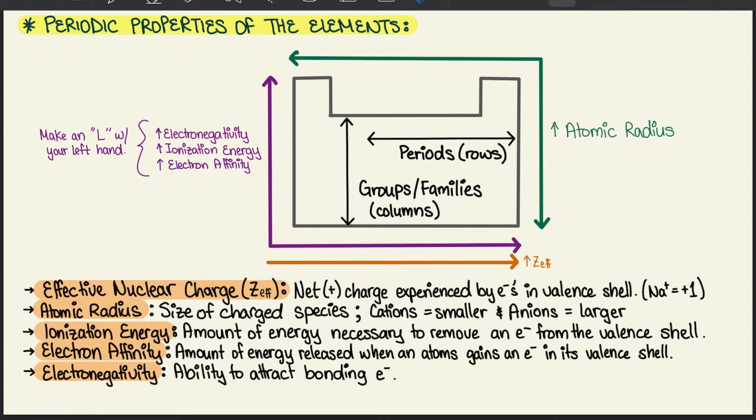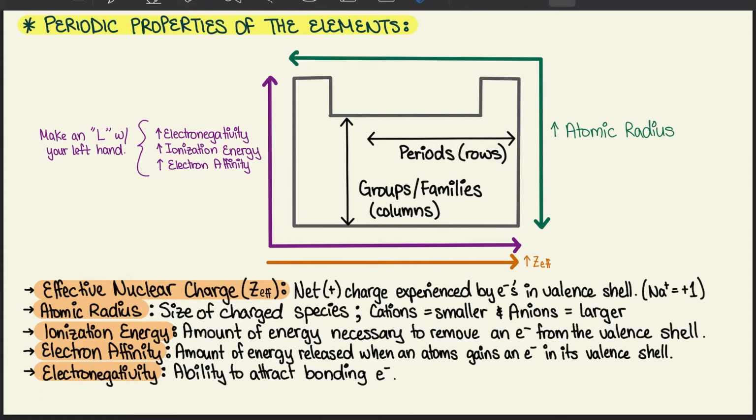whereas the atomic radius is the size of the species, and cations are smaller and anions are larger. And atomic radius will increase if you go right to left and top to bottom. Just keep in mind that atomic radius is the only one that really stands out from the rest of the group. So whenever on the MCAT you need to figure out how to do the atomic radius, just know that it is the opposite of pretty much all the other periodic properties.